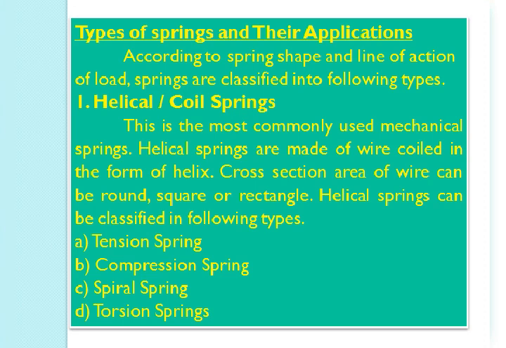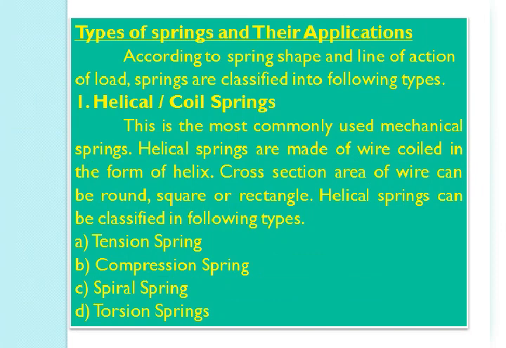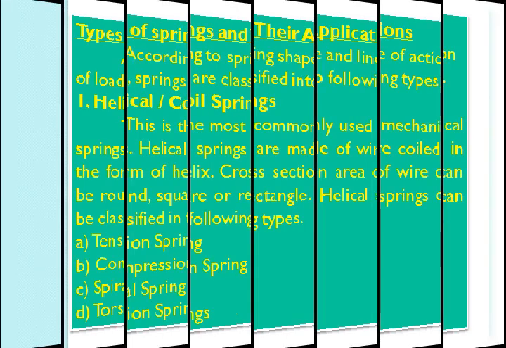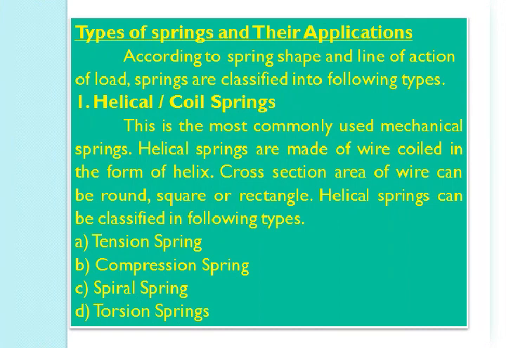Mainly we can classify these springs as helical or coil spring, leaf spring, and disc spring. These are the main categories. Further, these varieties have further classification that we'll study now. The first one is the helical or coil spring. This is the most commonly used mechanical spring.